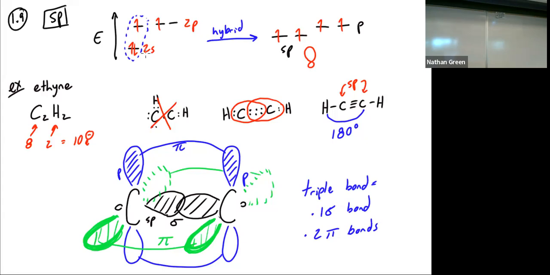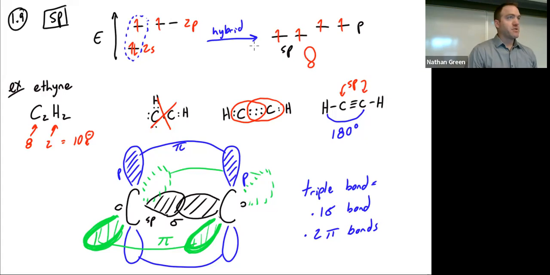Now, the ground state configuration doesn't explain this, because we see this triple bond feature of an sp hybridized carbon that we can explain. This molecule is not explained by the ground state configuration. So that's why we're doing this hybridization discussion. When we see carbons make different shapes, we have to figure out something happened to the electrons. Hybridization is our answer to that.